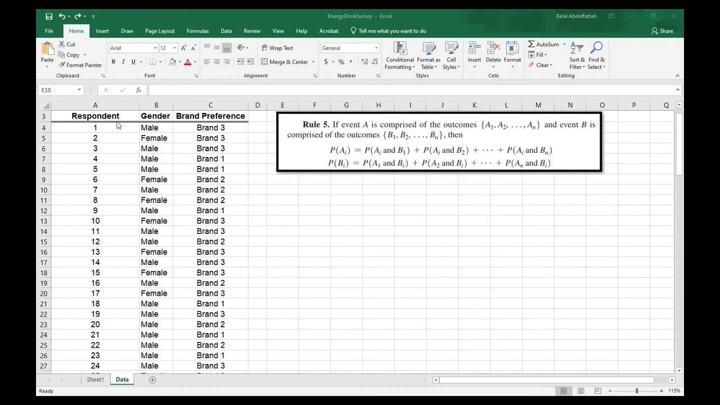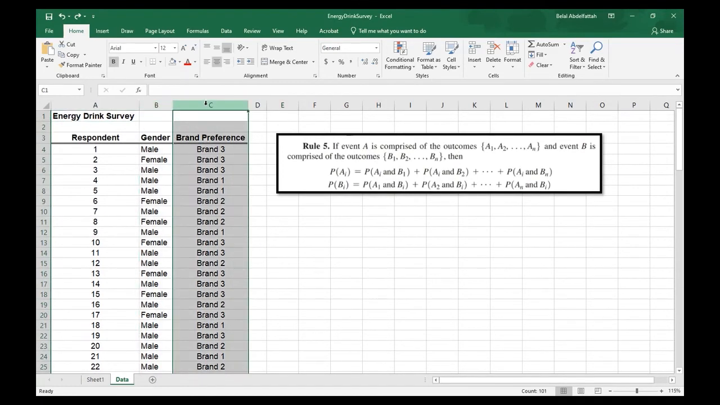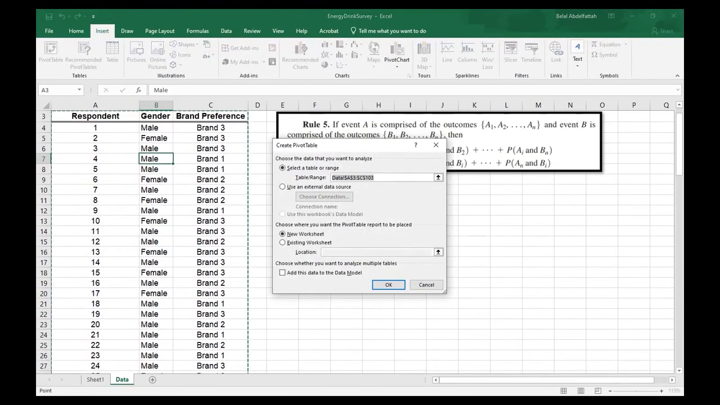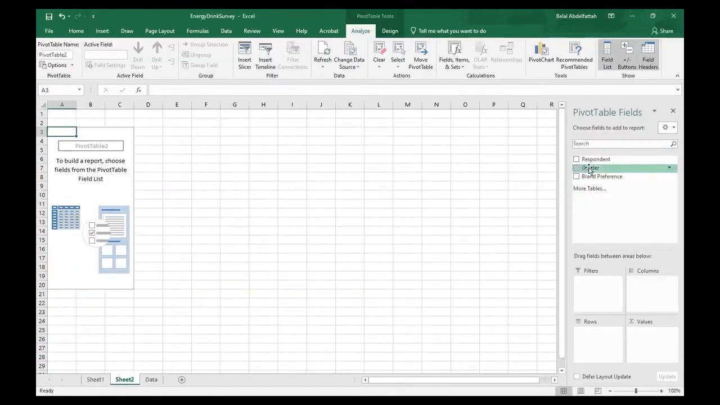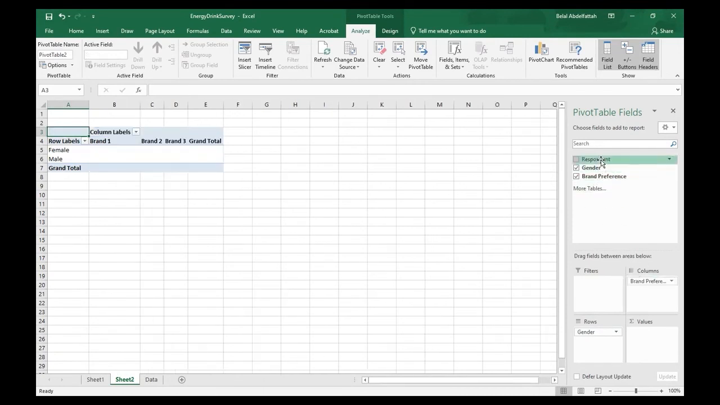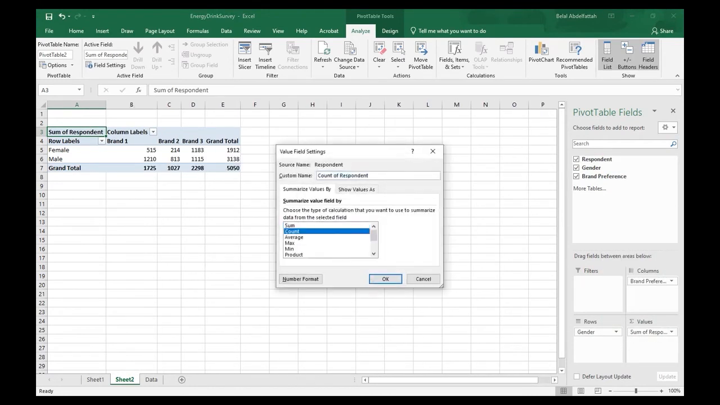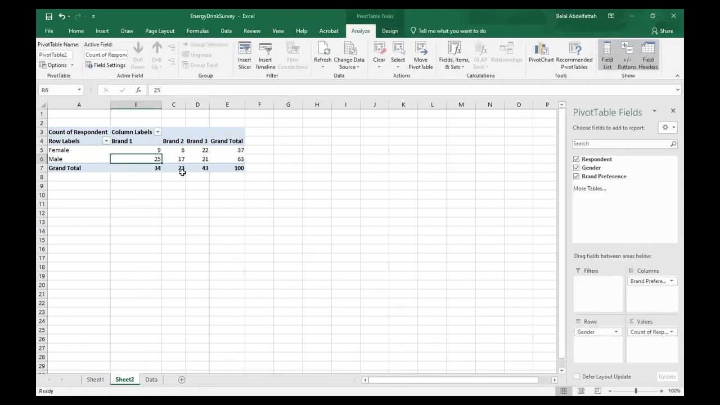So I'm going to demonstrate this using a data set related to an energy drink survey, where we've collected data on gender and brand preference. So I'm going to construct a pivot table off of this. And I'm going to put gender in rows, brand preference in columns. I'll put respondent in values, and I don't want it to sum. I want it to do a count. And we have an idea of how female scored certain brands and how male scored certain brands.